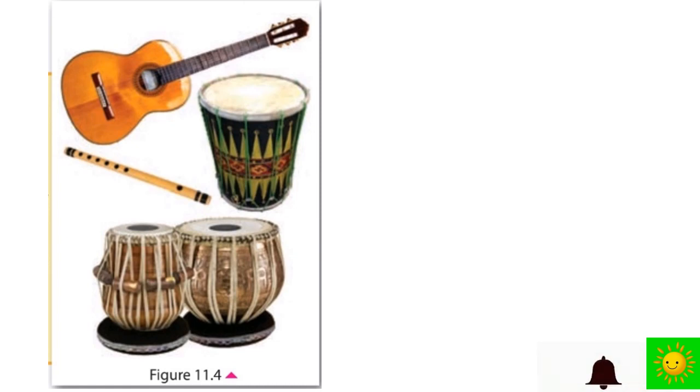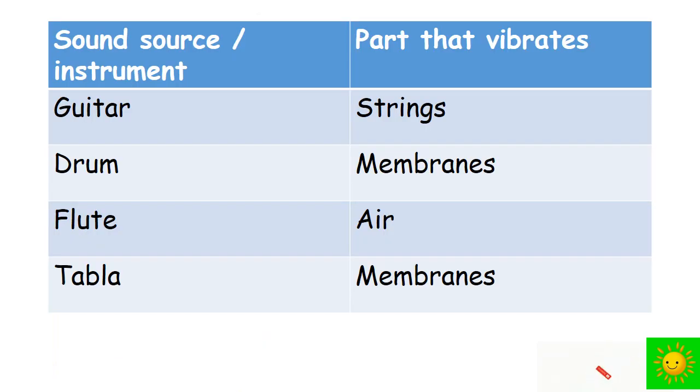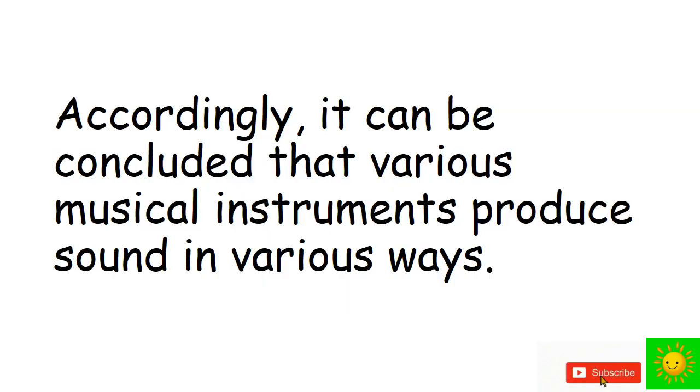Tabulate your findings. Let's say I have tabulated the sound source, that means instrument, and the part that vibrates. Guitar, strings. Drum, membrane. Flute, air. Tabla, membrane. Accordingly, it can be concluded that various musical instruments produce sound in various ways.